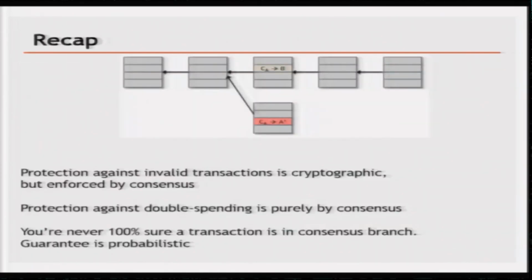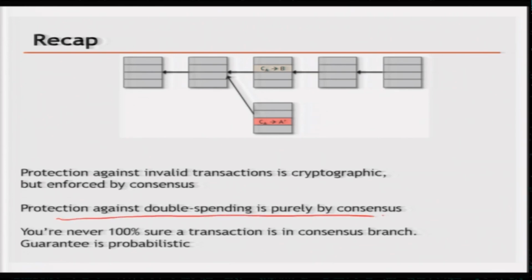So, to recap, the protection against invalid transactions is completely cryptographic, enforced by the consensus. Protection against double spending is purely by consensus. So, when you check for a transaction's validity, the consensus does not come into play. If a transaction is invalid, every node will see that by checking the signature and whether the money belongs to you and things like that, and that can be done all with cryptographic techniques.